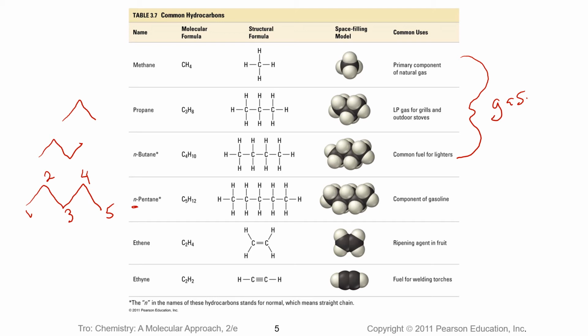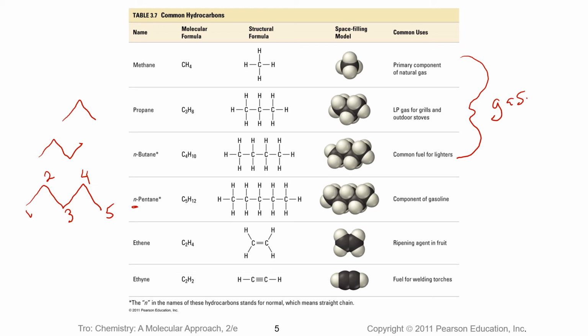Ethene. Now, ethene has 2 carbons. This is the gas that ripens your fruit. So if you've ever put fruit in a paper bag or watched bananas ripen over time, that's because they're exposed to or producing ethene in order to ripen them. Ethyne, this is a fuel that's used for cutting torches, and it's also known as acetylene.